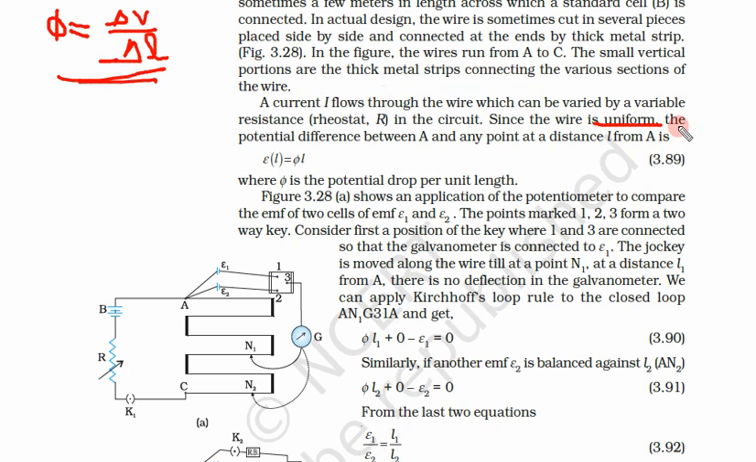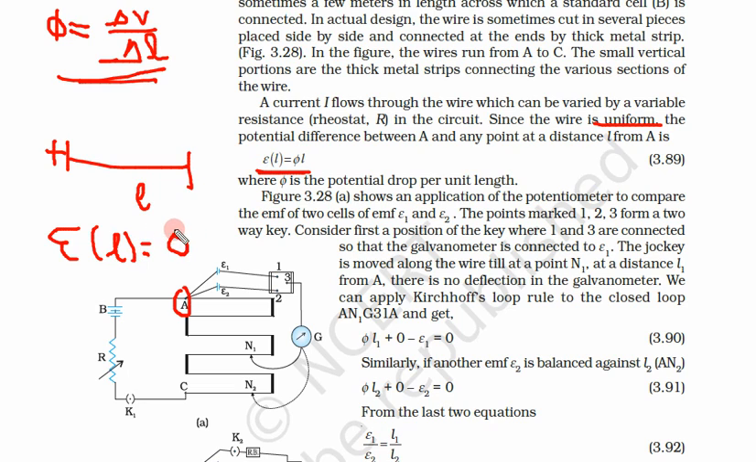The wire is uniform. So the potential difference between A and any point L is simply, what is this? As we have seen, the potential difference between A, this starting or positive point, and any length L is epsilon L. Epsilon is again a potential. The potential difference at point L is simply the potential gradient into length.